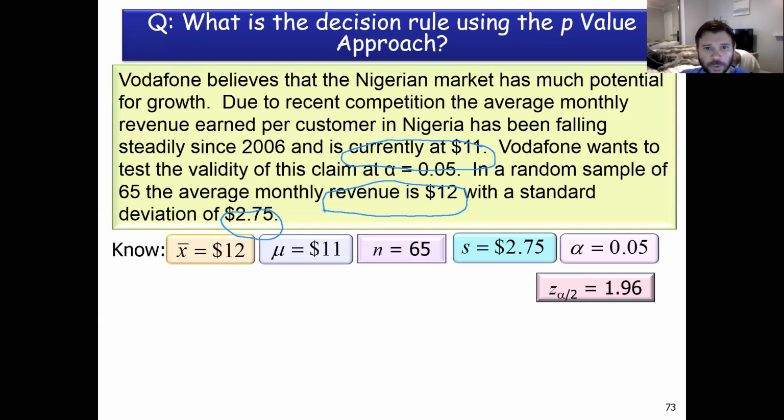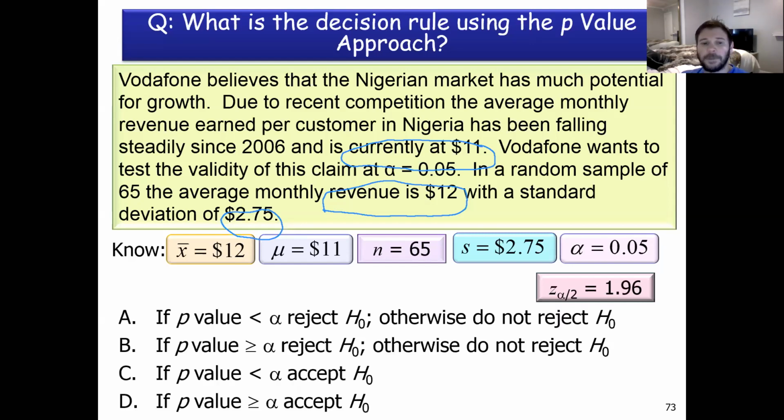Now, what is the decision rule if we're going to use the p-value approach in this next question? Well, remember, the p-value approach says we are able to reject the null hypothesis provided the p-value is very small. How small? It needs to be smaller than that level of significance alpha in order to reject. So the correct answer here is choice A. We need the p-value to be sufficiently small to reject the null hypothesis.